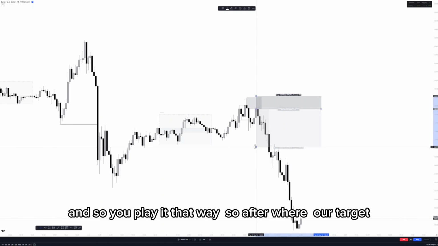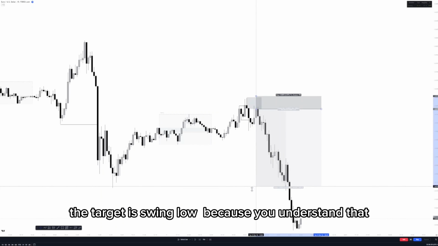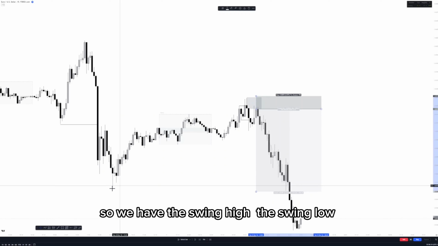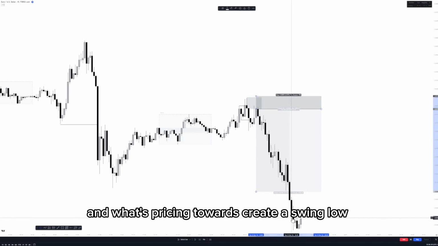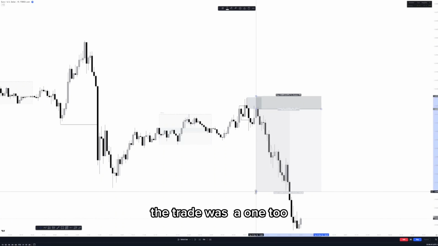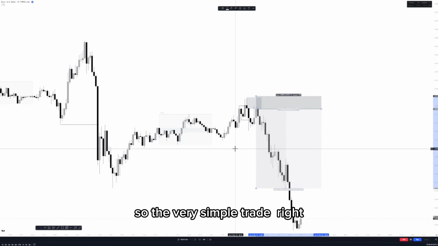So where is our target? Once you get in, the target was the swing low, because again, understand that you're bearish, right? So we have the swing high, the swing low, and price needs to create a swing low. Easy peasy. So we have our entry. I remember it was a 1 to 6. So it was a 1 to 6 risk to reward trade. So a very simple trade, right?